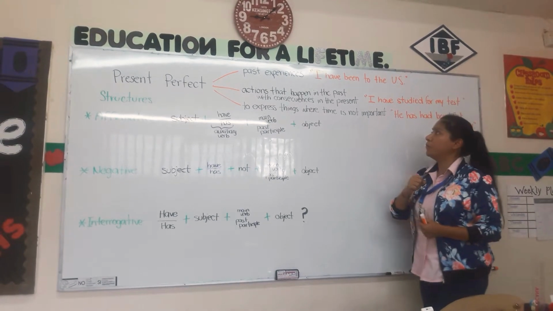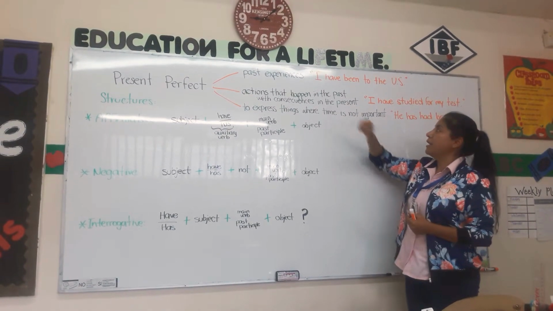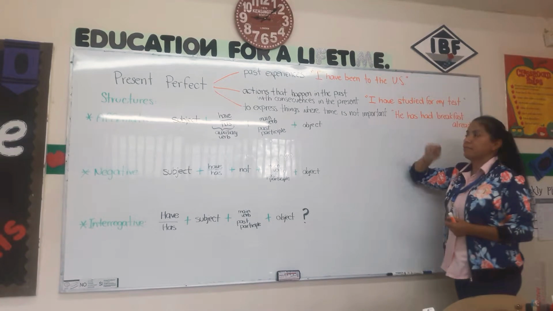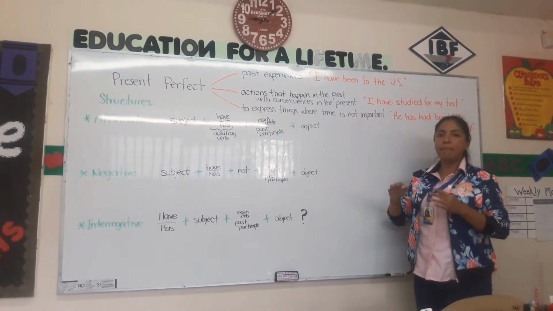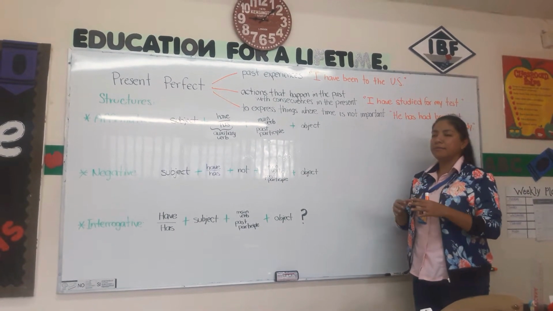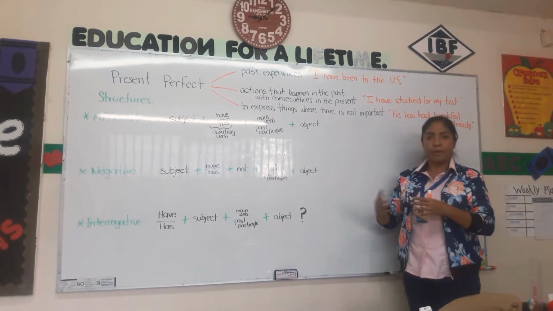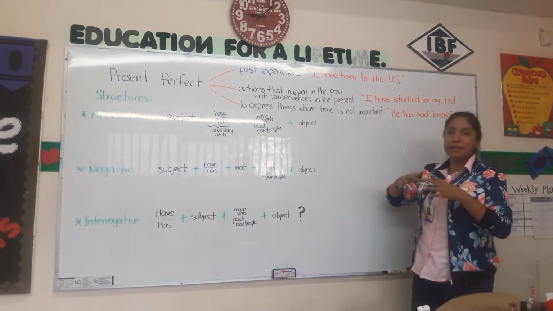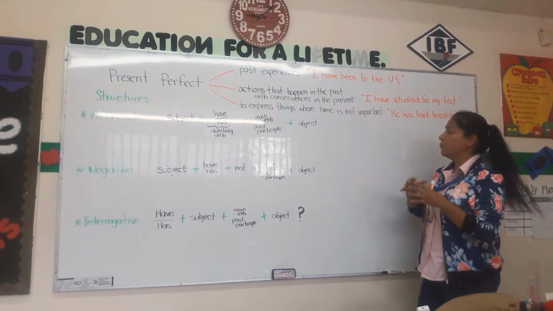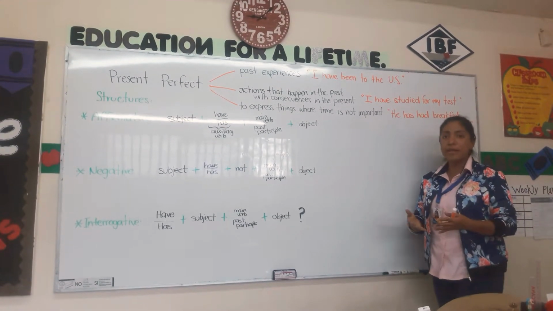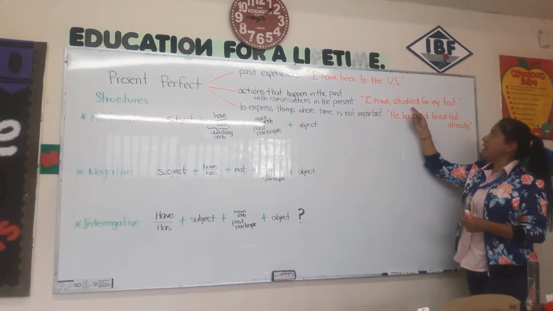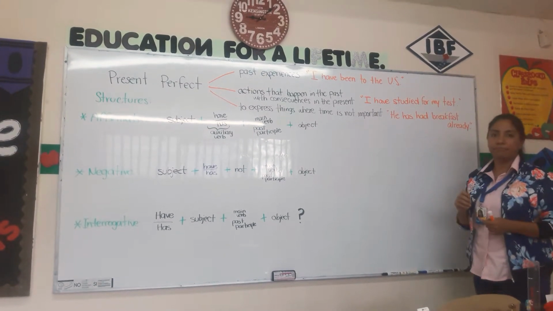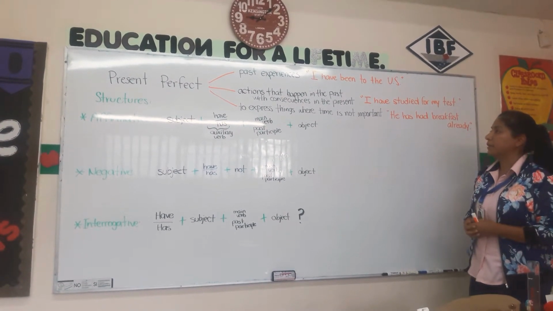For example, for past experiences, I have been to the US. It's just experience. It happened in the past, but still we know it in the present. And actions that happened in the past and that have a consequence in the present. For example, if you have a test today, I have studied for my test. You can express it like that.